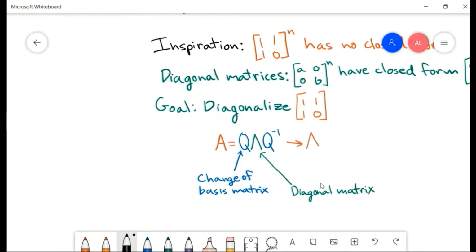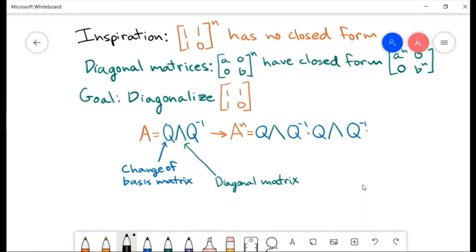And then Q inverse is the inverse of the change of basis matrix. Now, of course, we don't know how to calculate these yet, but ideally, what we can do with this is, let's suppose we want to raise this matrix to the nth power. We want to find A to the n. Well, this is just Q lambda Q inverse multiplied by itself n times.